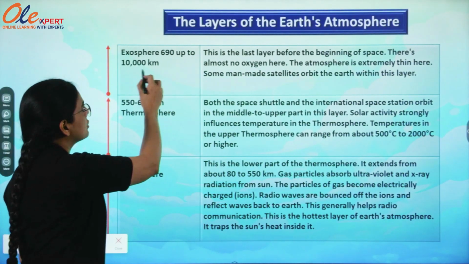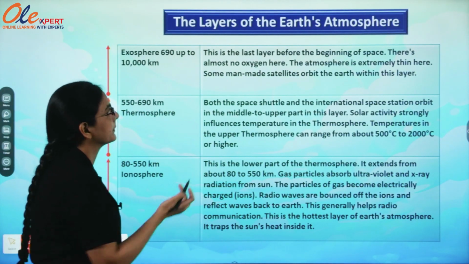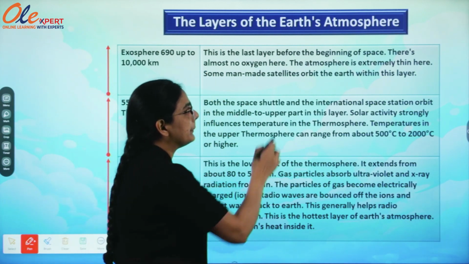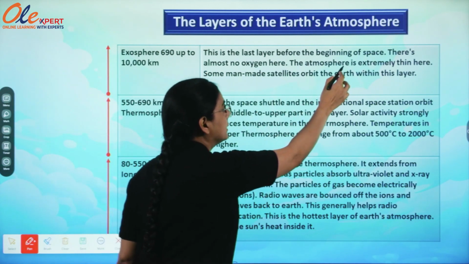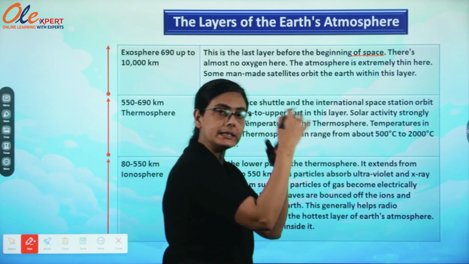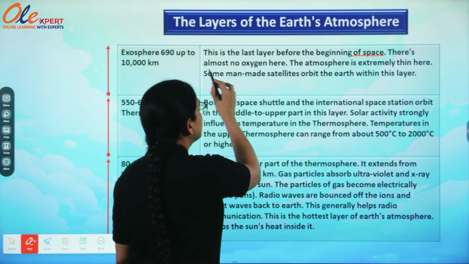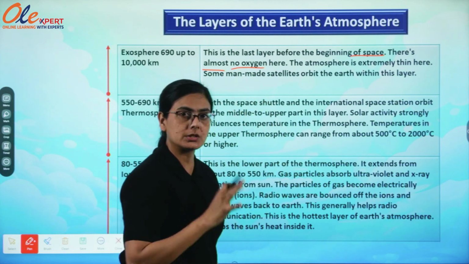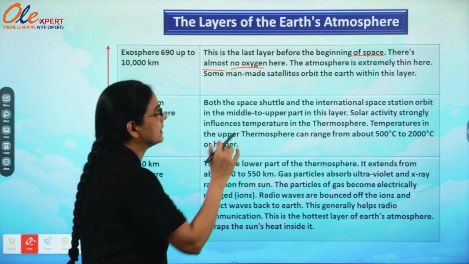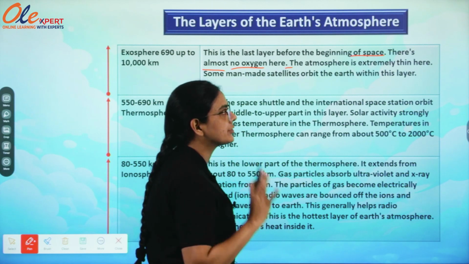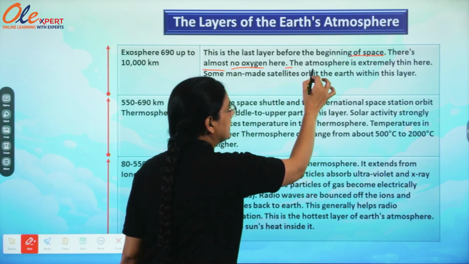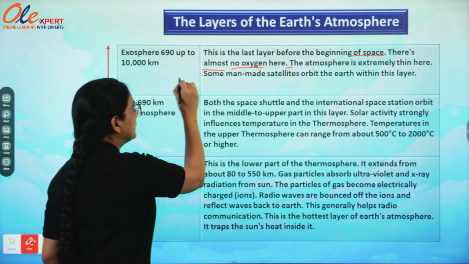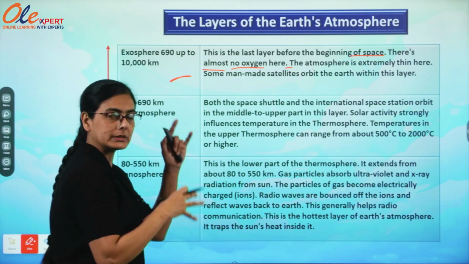Exosphere: 690 up to 10,000 kilometers. This is the last layer before the beginning of space, as it is written here. And then space starts. Okay, there is almost no oxygen here. These are the characteristic features of this layer, so remember these things. The atmosphere is extremely thin here. This is a very thin layer, not a thick layer.